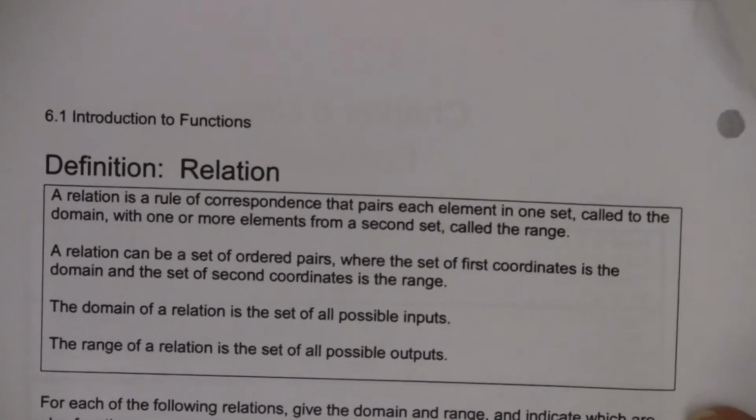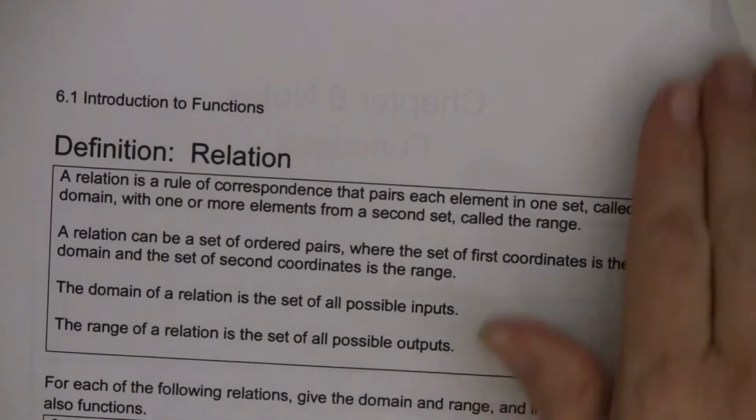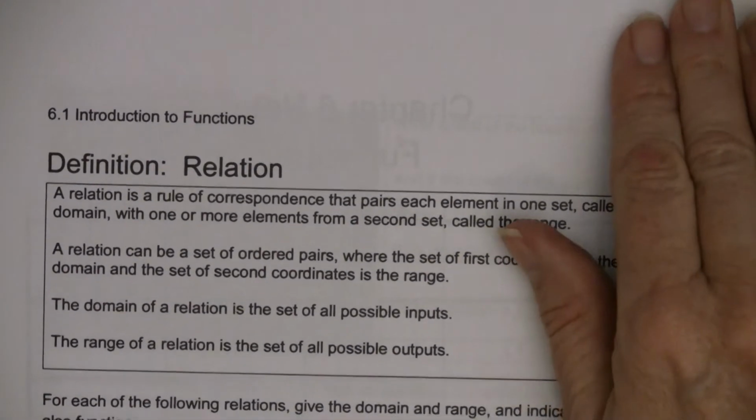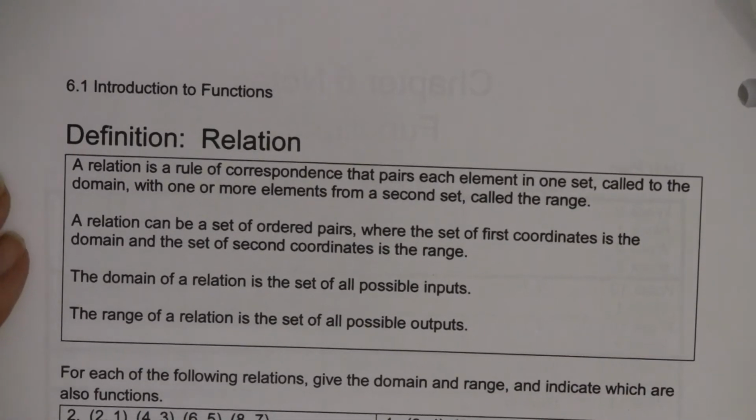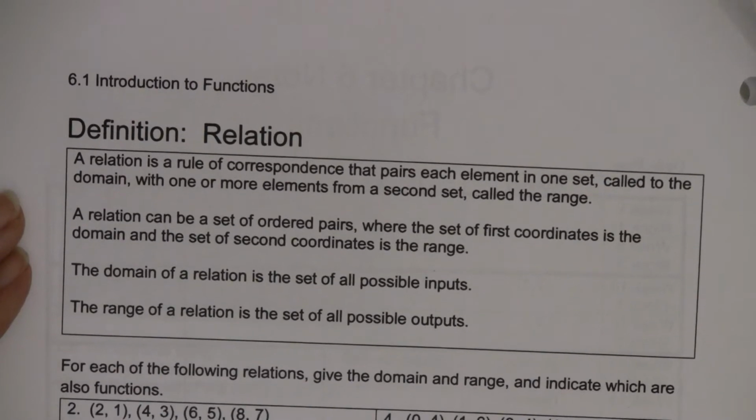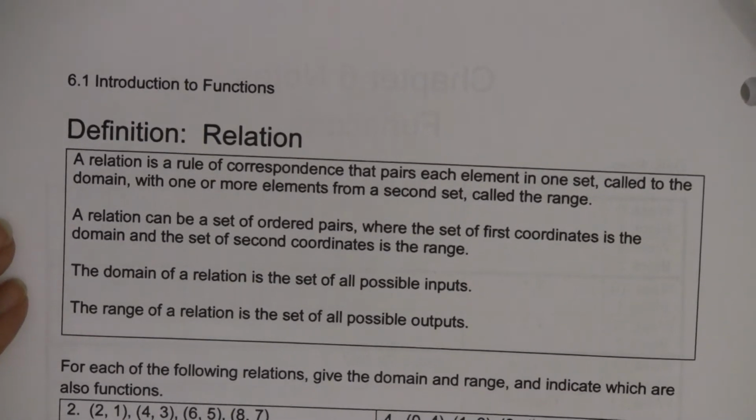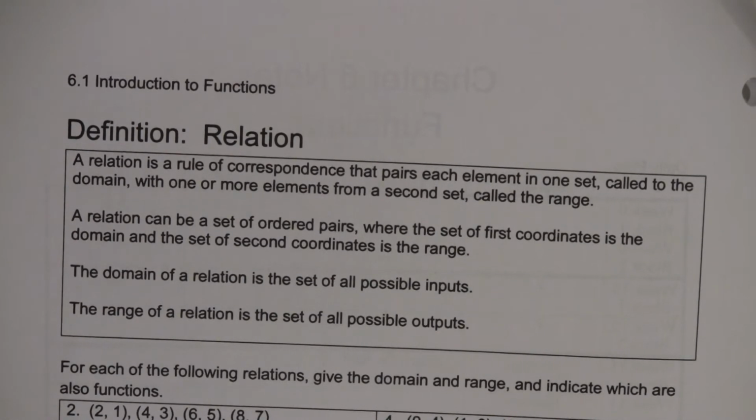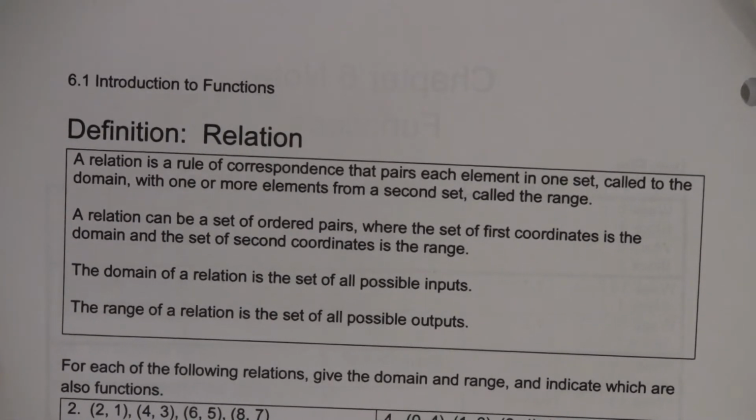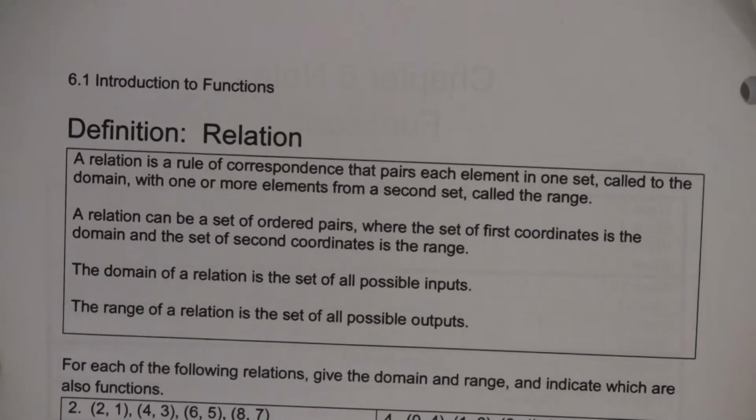Looking at our packet, I'm on the first page, which is Introduction to Functions on 6.1. They tell us a definition, the definition of a relation. They say a relation is a correspondence that pairs each element in one set, called the domain, with one or more elements in a second set, called the range. A relation is a set of ordered pairs where the set of first coordinates is the domain and the set of second coordinates is the range.